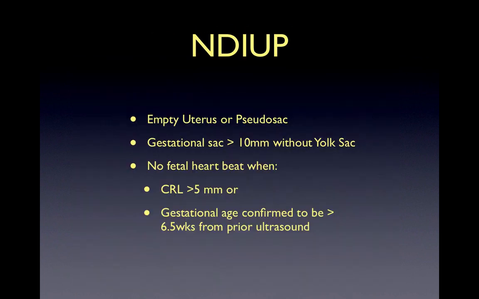If you are not able to identify a double decidual sign, yolk sac, or fetal heart rate in an HCG positive female, the patient has no definitive intrauterine pregnancy or an ND-IUP.